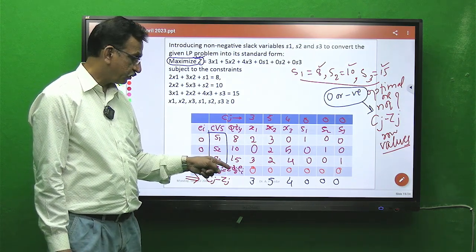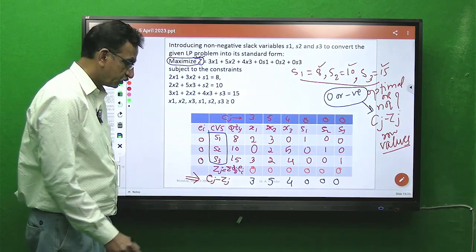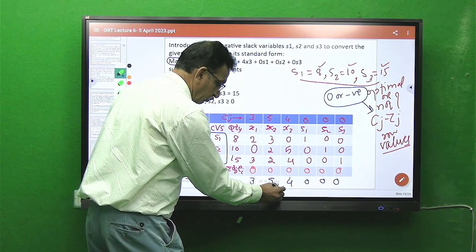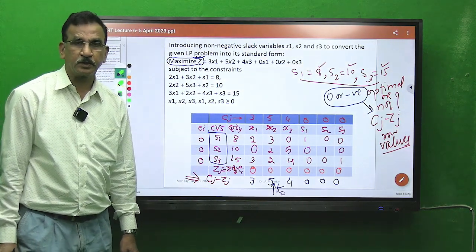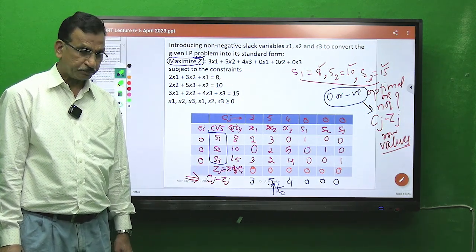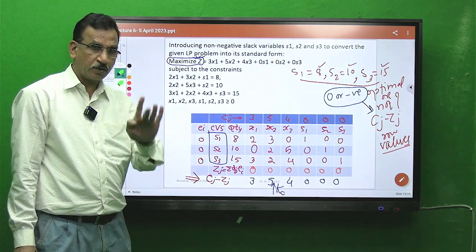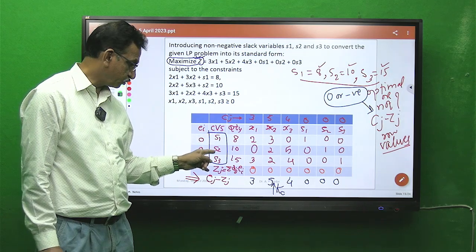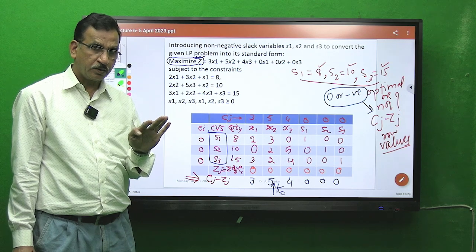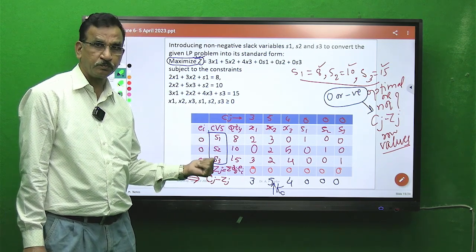If one is coming, somebody has to leave. We are seeing that x2 is coming into the problem, and if you recall, we discussed in our previous lecture that this is represented as the key column. It means x2 will be incoming into the problem. We are having 3 variables, S1, S2, S3. 3 positions are available. One variable is coming, x2. So somebody has to leave.